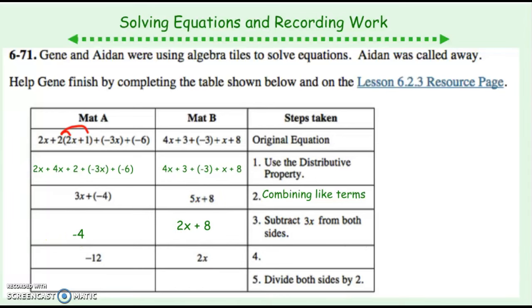Okay. So now the next step, I need to say what they did. So I see on mat A, I go from negative 4 to negative 12. So I'm not sure what they did on that side, but if I look on mat B, I start with 2x plus 8, and then I only end up with 2x. So then I think they must have gotten rid of the 8 by subtracting 8. And if I subtract 8 on this side, I end up with 0. If I subtract 8 on this side, I end up with a negative 12. So what they must have done in this step was subtract 8 from both sides.